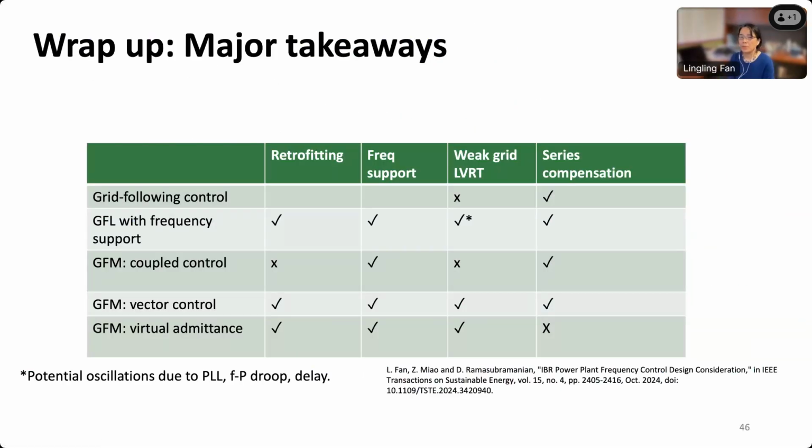So to wrap up, the major takeaway if we compare the four of them: we can ignore the middle part, because the middle part is GFL at the plant level or at the frequency control. It's going to do the work, but you have some coordination you have to pay attention to. If we check the weak grid and low voltage ride-through, the two inverters, the two GFM designs, are very good. But with series compensation, the virtual admittance behaves like a voltage source, so then you have an issue like this.